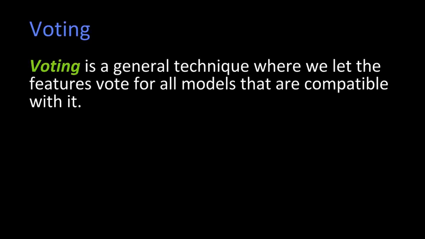What we have to do instead is somehow allow the data to speak to us, allow the data to decide where the lines are. And because this is democracy, what are we going to do? Well, we're going to do something called voting. So voting is a general technique where we let the features vote for all the models that are compatible with it. And the way it works is pretty straightforward.